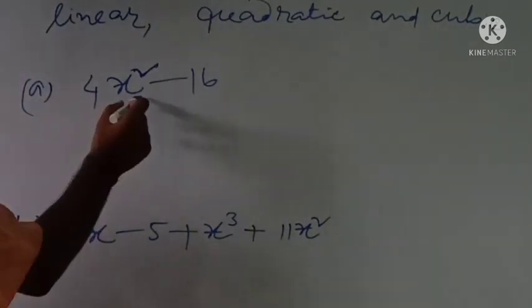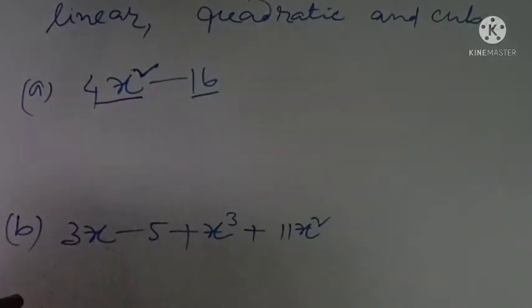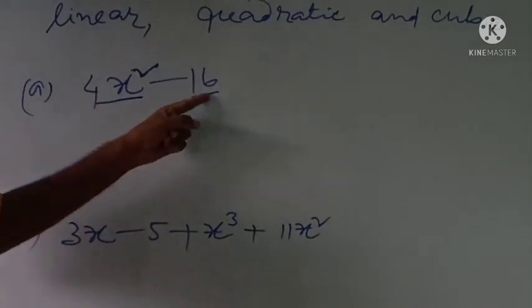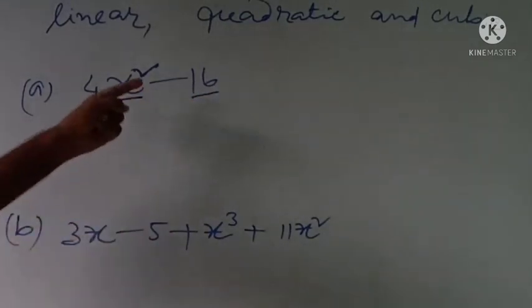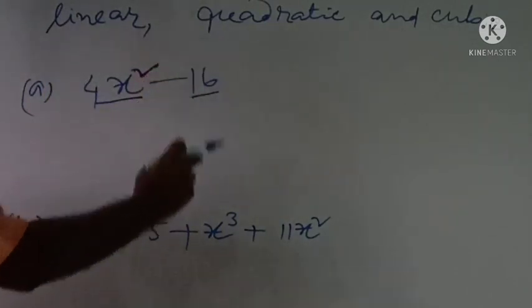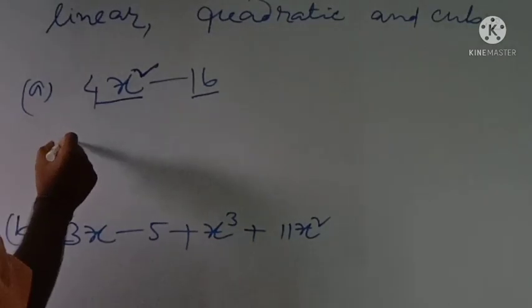This is the first term. We have two terms here. One term is 4x square and another term is 16. The degree of the first term is 2 and the degree of the second term is 0. So the highest degree is 2, so the degree of this expression is 2. And since the degree of this expression is 2, it is called a quadratic.